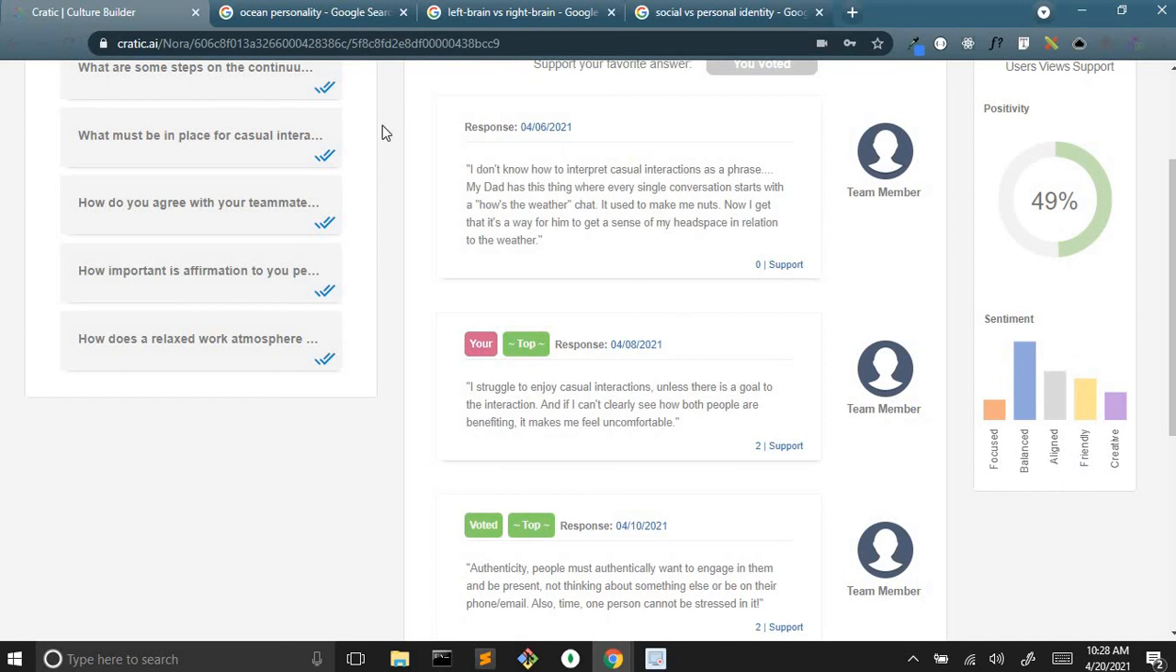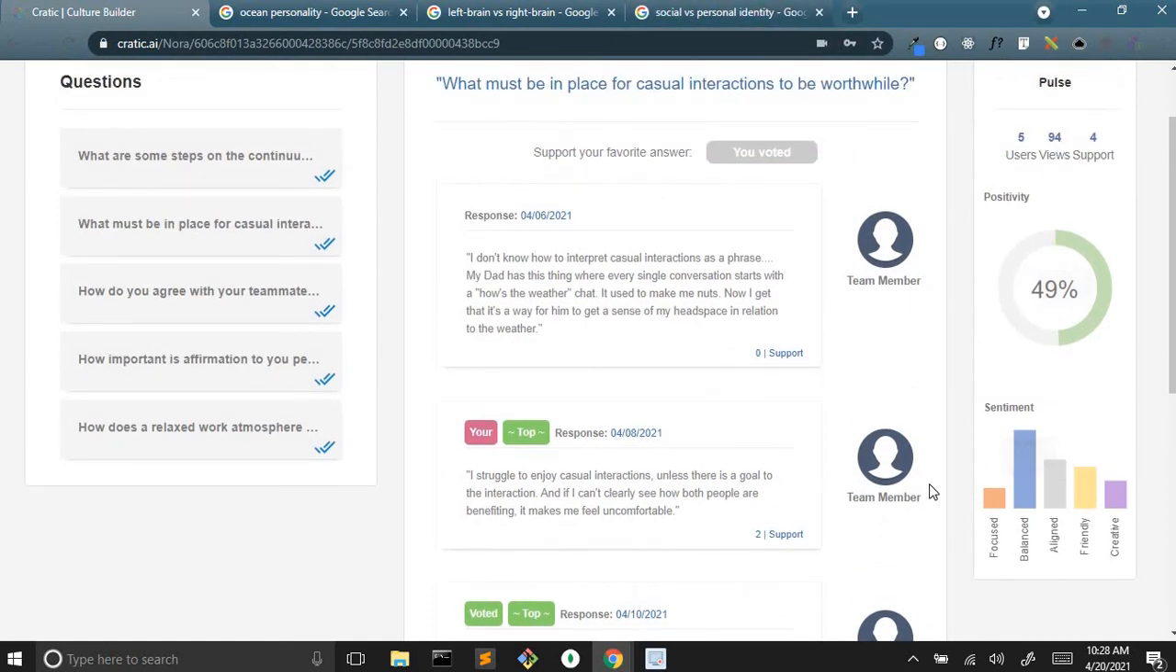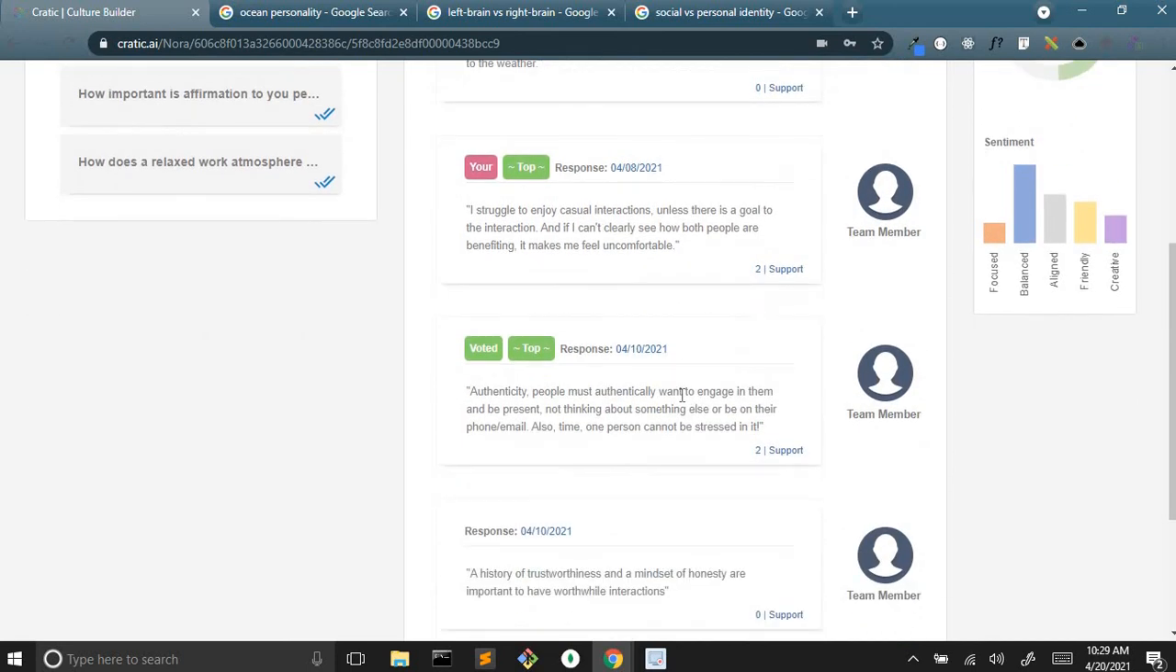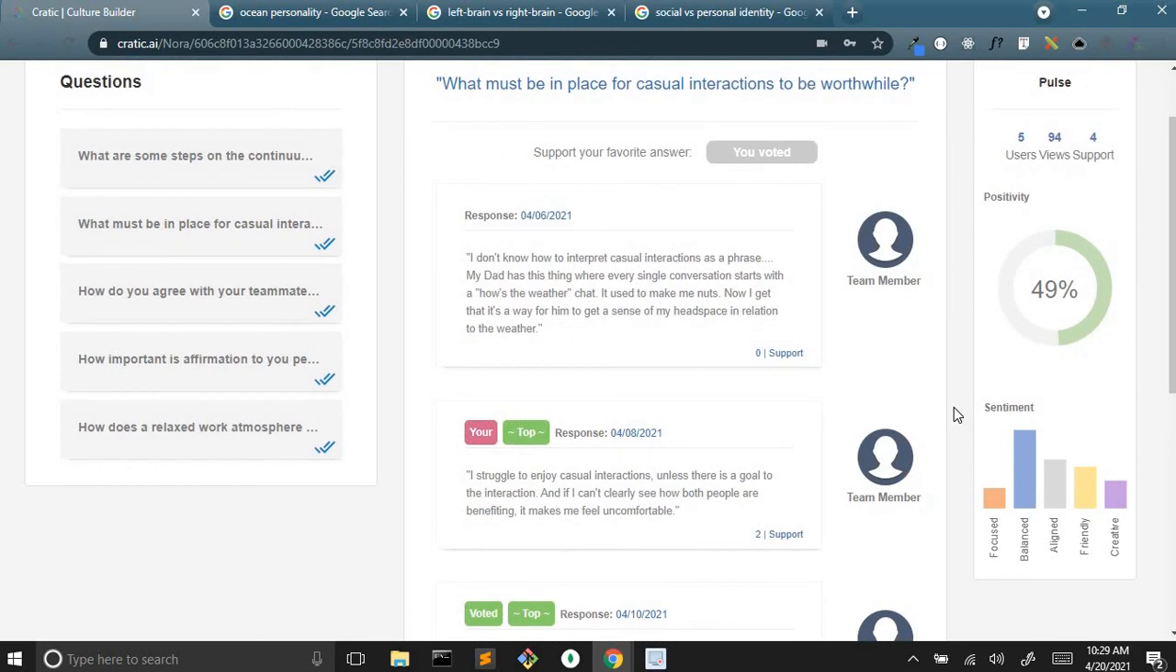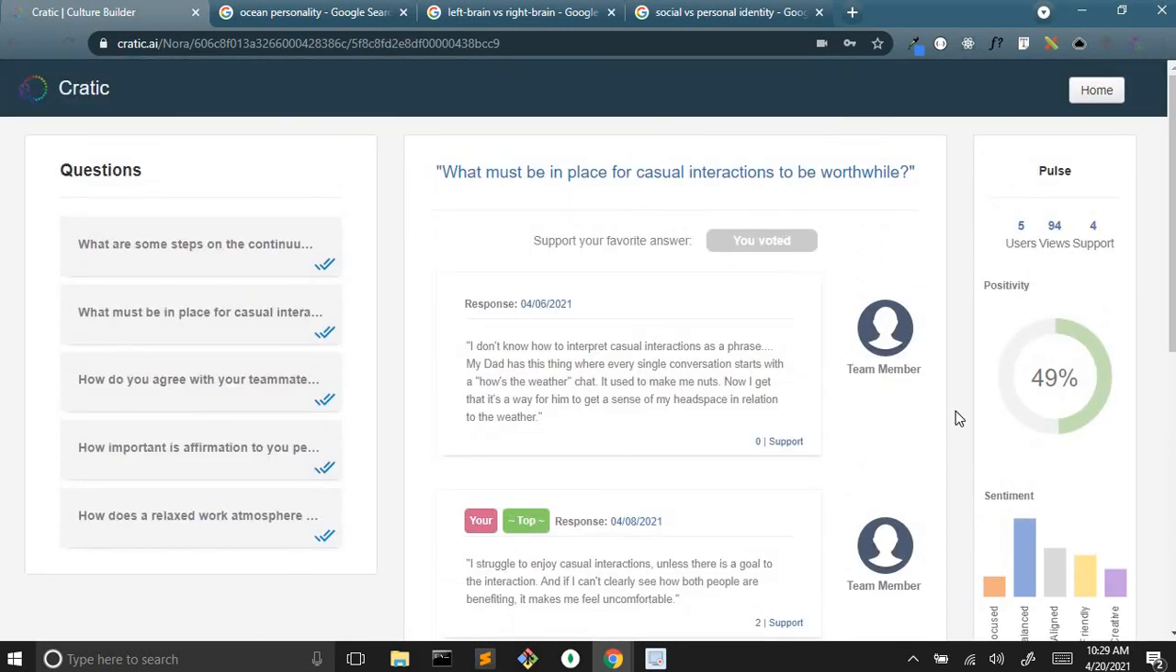So with these three frameworks, the Ocean Personality, left brain versus right brain, and social versus personal identity, you start to get a picture of what Watson is hearing in this conversation. And then hopefully as you go through and read the rest of the answers, you'll get more insight and you'll be able to see a little bit of the contrast between the way a complete outsider hears this conversation and the way that you maybe interpret this conversation.